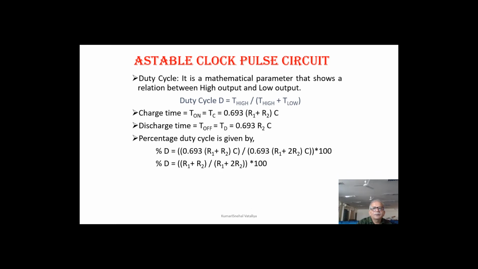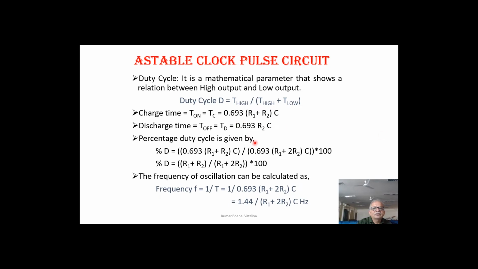Duty cycle is a mathematical parameter that shows a relation between high output and low output. Duty cycle D is T high divided by T high plus T low. Charge time T on, Tc, is equal to 0.693 (R1 + R2) C, and while discharging, T off, Td, is equal to 0.693 R2 C. Percentage duty cycle is given by %D = 0.693 (R1 + R2) C divided by 0.693 (R1 + 2R2) C, into 100. So D = (R1 + R2) / (R1 + 2R2) × 100.